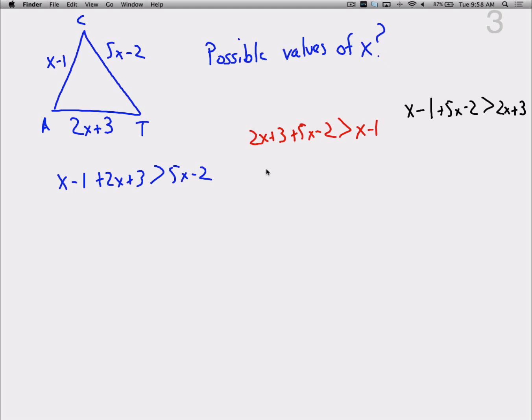Wait, do you flip the sign when you multiply or divide by a negative? Perfect.